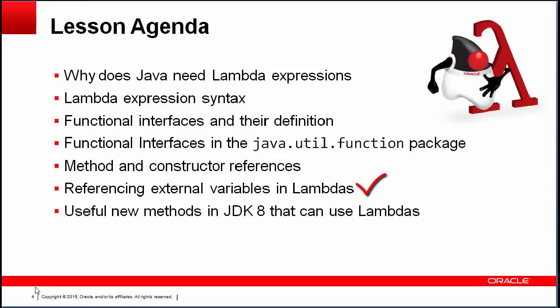We'll talk about what the rules are, how you can use things, and also how the compiler can actually help you in certain situations. And then the last part of this lesson, we'll look at some of the new methods that have been added to the existing JDK 8 libraries outside of the Streams API, where you can use Lambda expressions, and some of the really useful things that you can do for collections and also for things like logging.